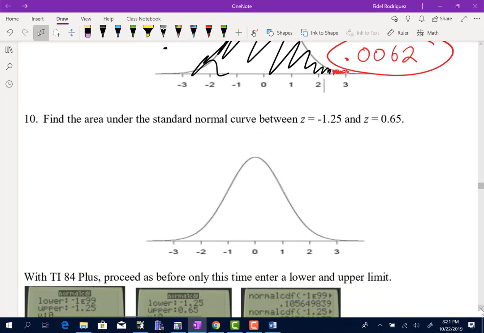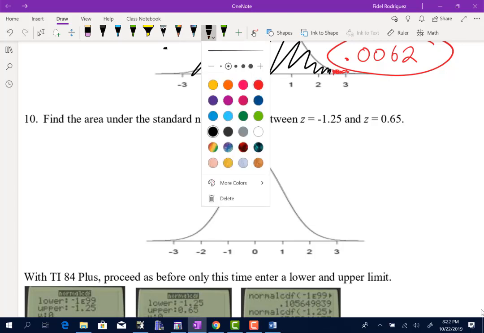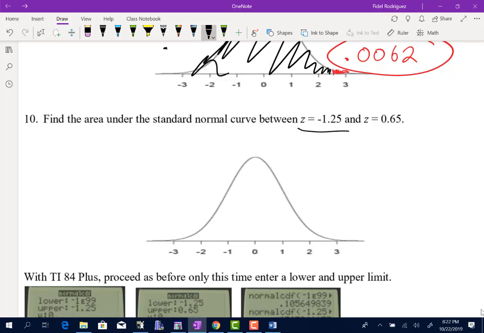All right. So now let's take a look at number 10. Number 10 says find the area under the standard normal curve between negative 1.25 and 0.65. Alrighty, so let me come back here, grab my pen. Negative 1.25 is going to be somewhere right here. And the other one is a positive 0.65. So somewhere right here.